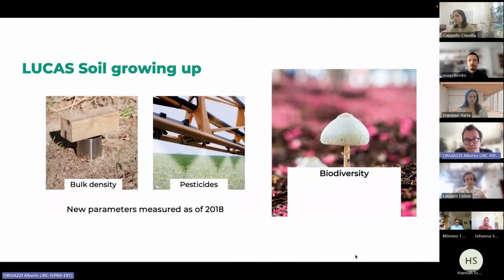And the good point of this project is that it has the possibility to grow over the years. So as I said, we started in 2009 analyzing mainly physicochemical properties like carbon, pH, nitrogen, phosphorus, and so on. But as of 2018, we were also able to add new components, like, for instance, pesticides analysis in the soil. But for us, it's more interesting also the possibility to include biodiversity.